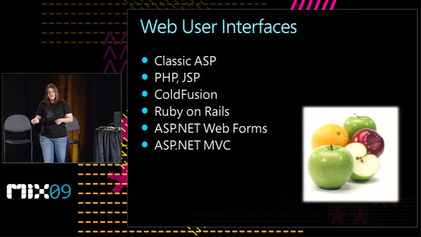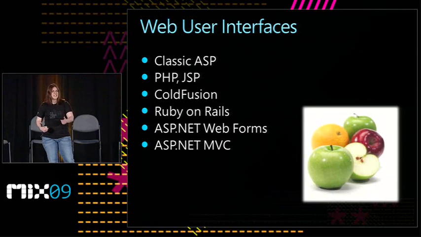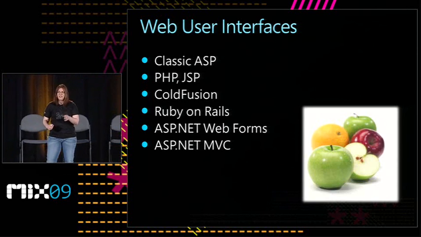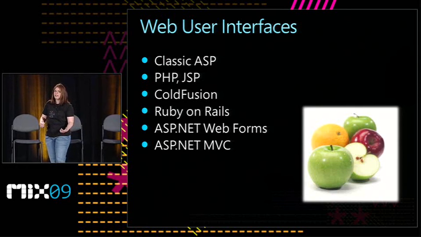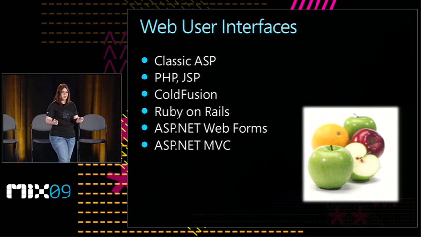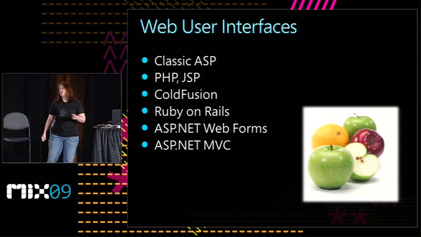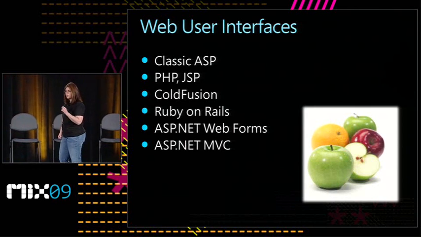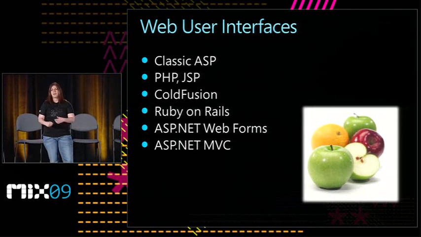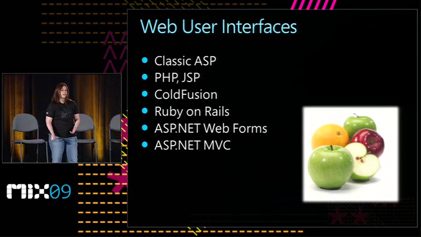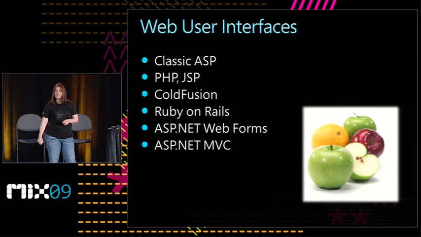So really, what happens is we make these little progressions from one to the next to the next. The last one doesn't even necessarily go away, and it doesn't make the last one bad. It just means that we have more choices. Now, in .NET, our choices for user interface presentations are web forms or MVC. Classic ASP is obviously not a .NET technology.